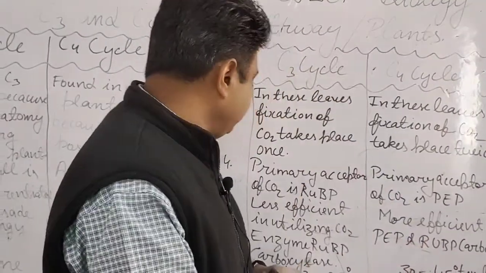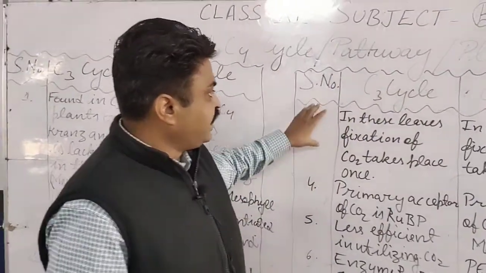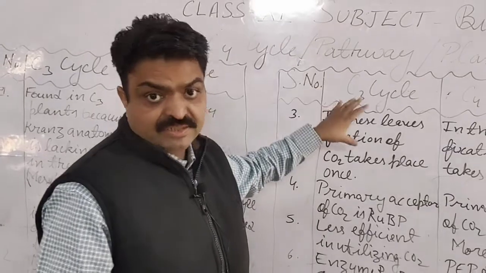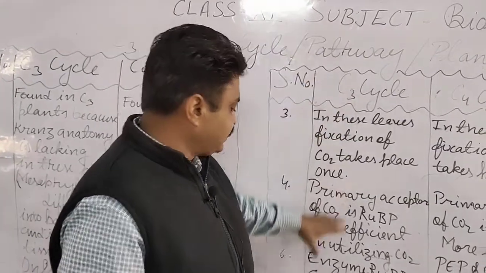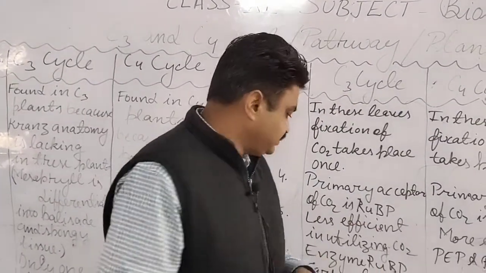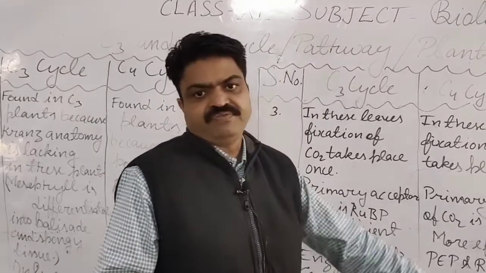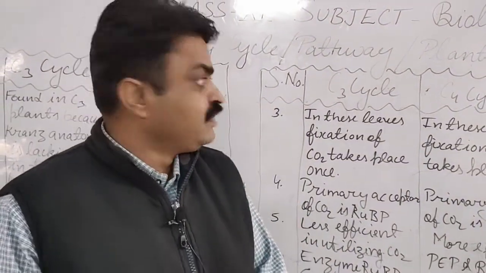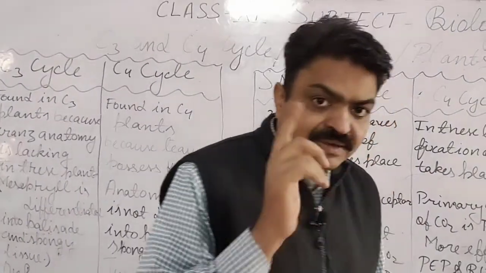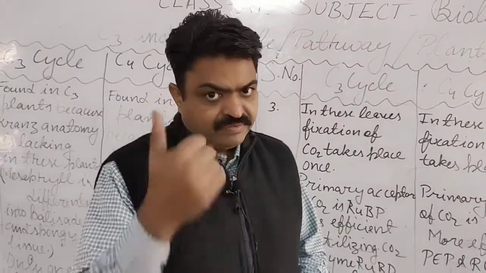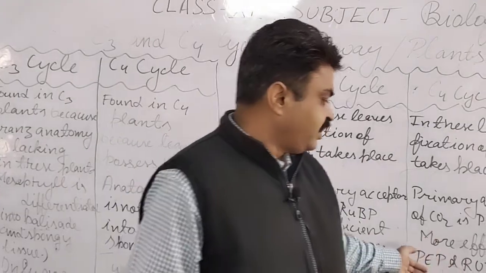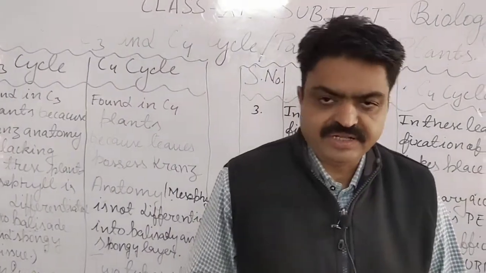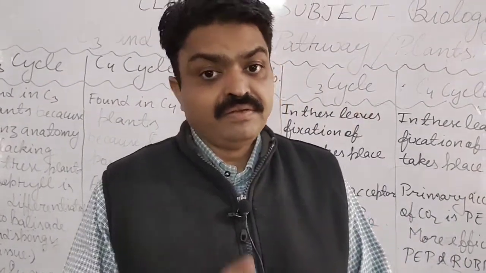With this, student, the temperature needed in the C3 cycle is between 20 to 25 degrees Celsius. But in the C4 pathway, the temperature that is essential is 30 to 45 degrees Celsius.